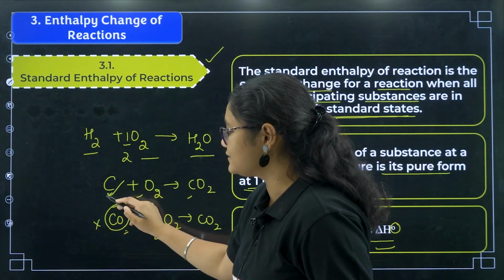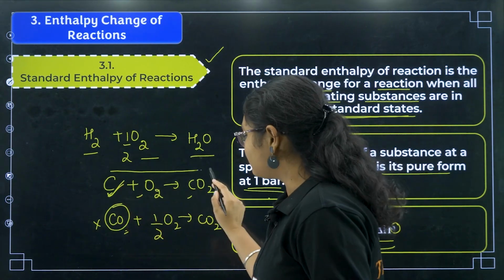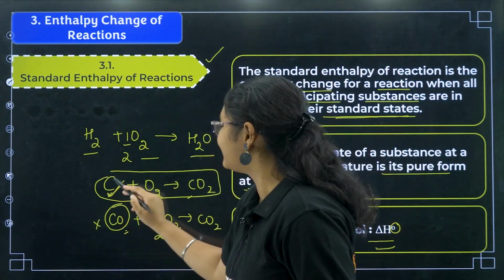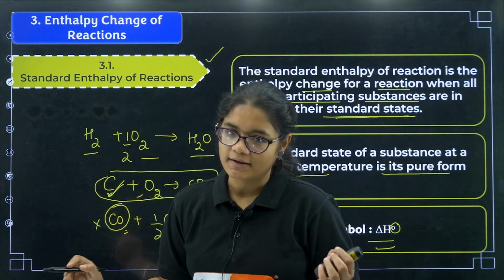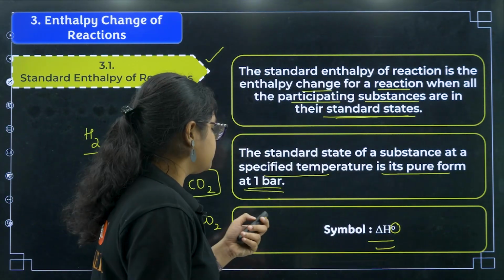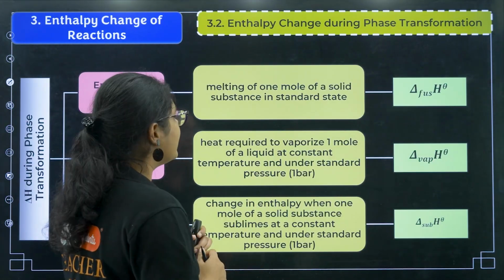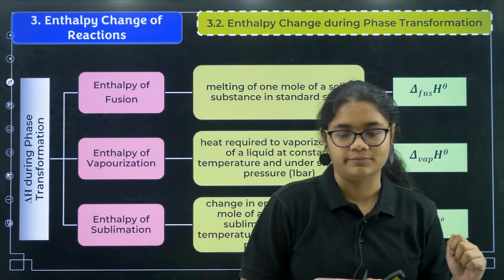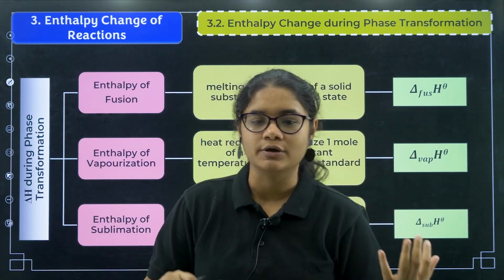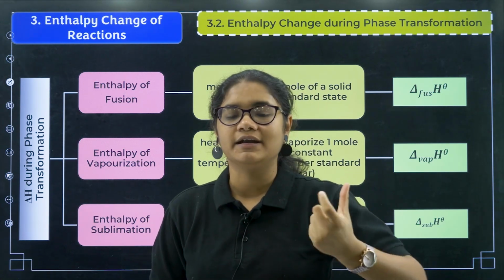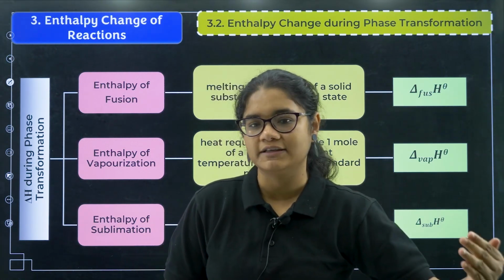But this is the standard state of carbon. So this reaction, whatever is the enthalpy calculated, that will be called as the standard enthalpy of reaction. Clear? Okay, next we have now enthalpy change during phase transformation. Okay, so you know phase transformation: solid to liquid, liquid to gas, solid to gas. So we have different enthalpies named for different phase transformation.